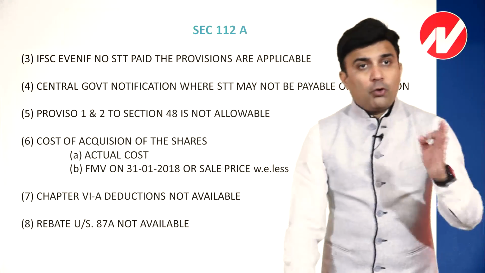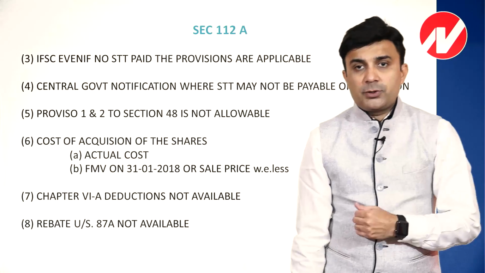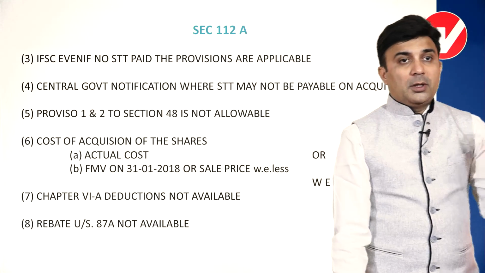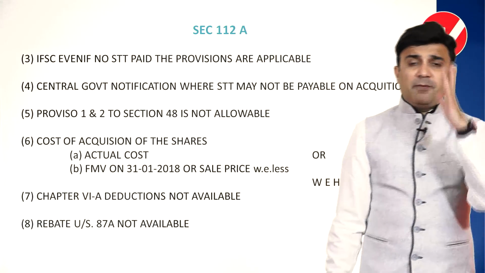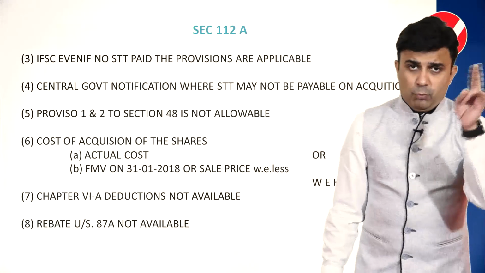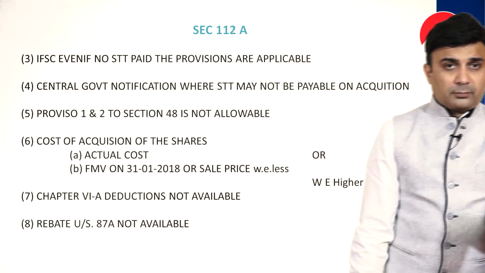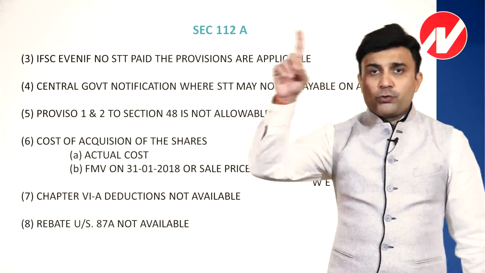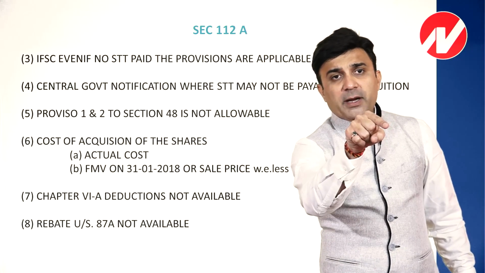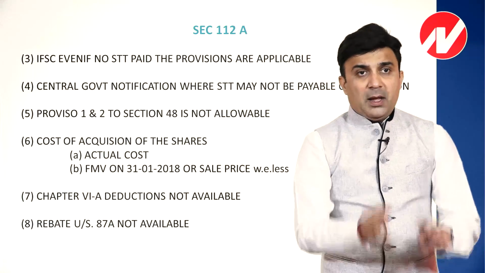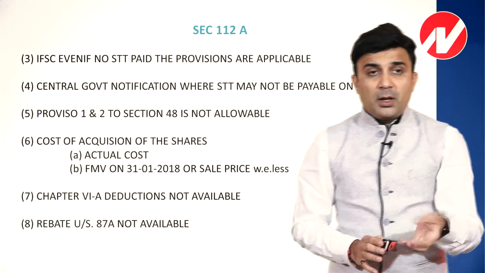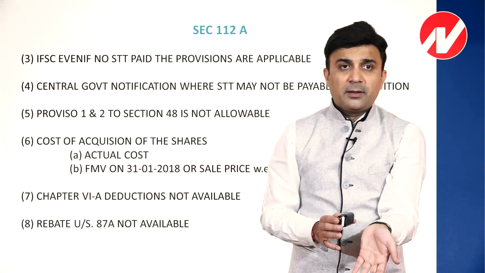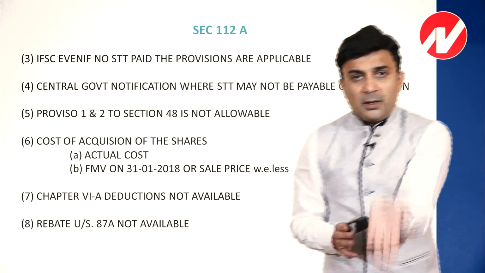He provides cost of acquisition of these shares will be actual cost. In our sum, it is going to be 100 rupees. Or the fair market value on 31st January 2018 or actual sales price, whichever is less, A or B, whichever is higher. My actual cost was 100. My fair market value on 31st January 18 is 800. My sales price is 910. Let's keep 100 in A. In B, FMV is 800. Sales price is 910. 800, 910, whichever is less, 800. Now compare A 100, B 800, whichever is higher will be 800.